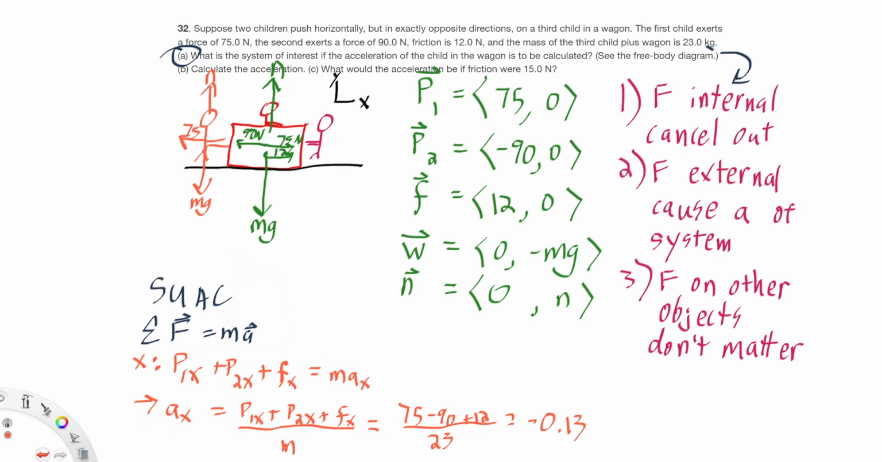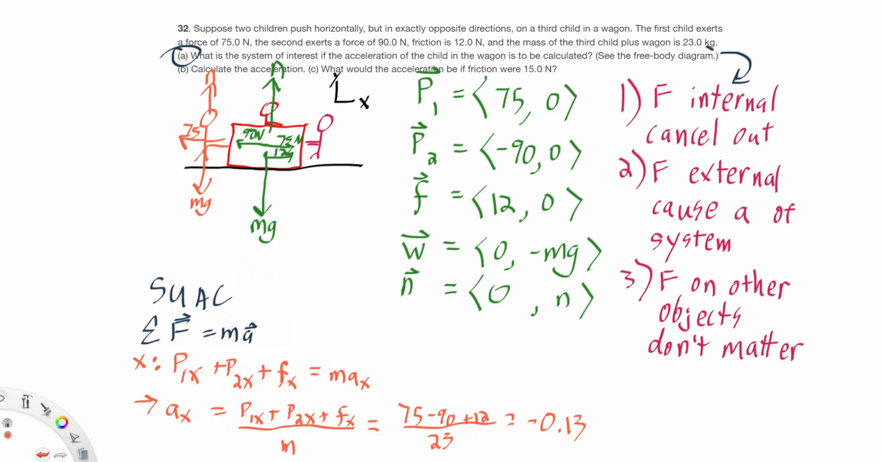Nope. Okay. The negative sign just means it's going to the left. Back in step 2, we decided to define to the right as the positive x direction, which means that when we come down and we get a negative answer, it's going to the left. So we are accelerating to the left in this problem. All right. And then part C, what would the acceleration be if friction were 15? Well, then we'd have 75 minus 90 plus 15, and we'd get a big old 0. So there'd be no acceleration at all.